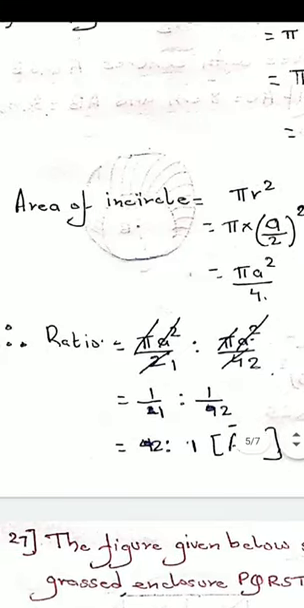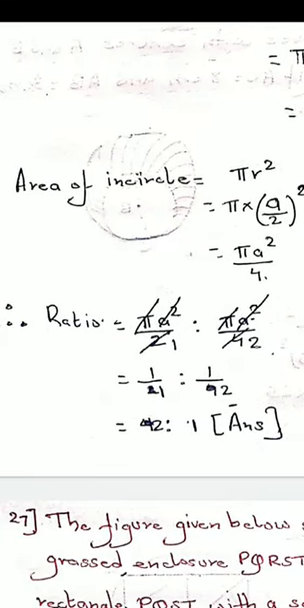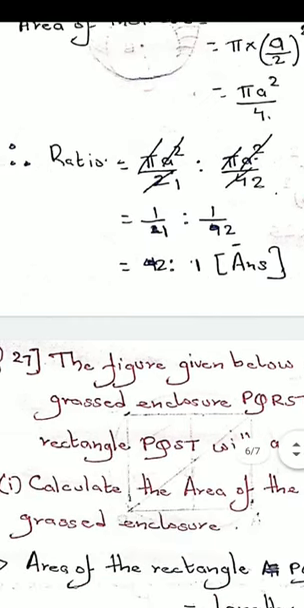After doing these calculations, I'll get the ratio as 1 is to 1 by 2. So it's like cross multiplication only; you can do 2 is to 1. Yes. So remember two things in this question. First, the circumcircle's diameter will be the diagonal of this square, and the diameter of the incircle will be the side of this square. I hope you are clear. So with this we have finished that problem as well.